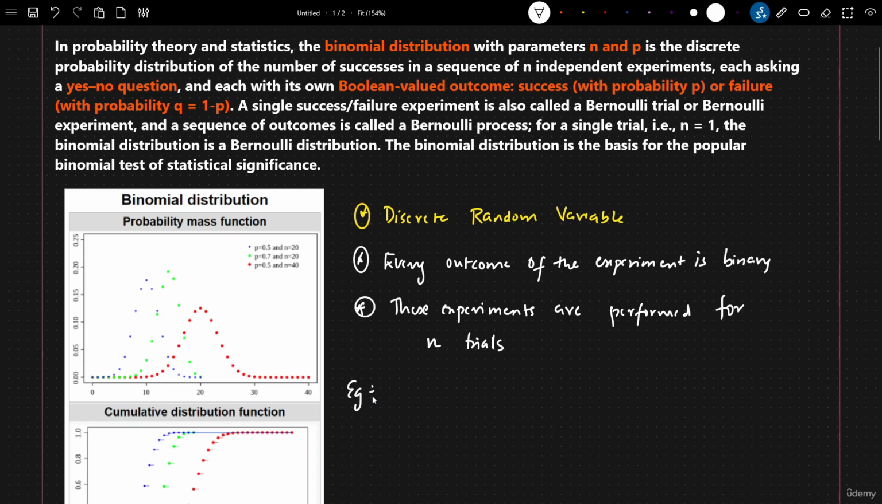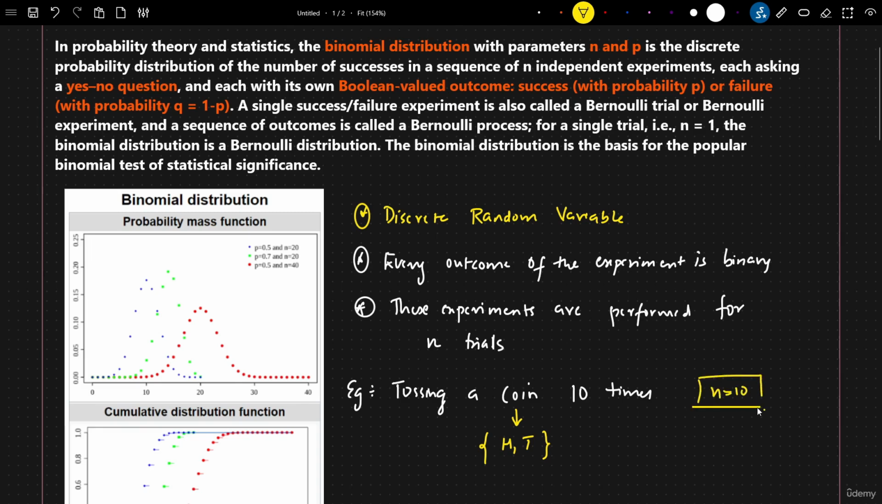One example can be tossing a coin for 10 times. If I consider this as a single experiment or single trial, my output is heads or tails, so the outcome is binary. But when I am tossing it for 10 times, my n becomes equal to 10. That basically means I'm working it for n trials.